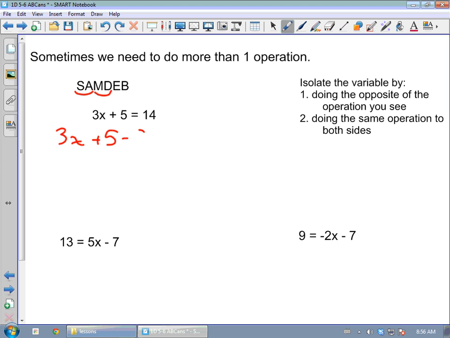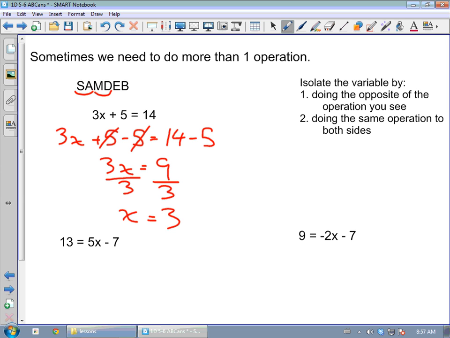So let's write this out. I've got 3x plus 5. I'm going to subtract 5. Same thing on the other side, I'm going to subtract 5. Plus 5 and minus 5 cancel out, and so I'm left with 3x equals 9. Now, it should be pretty clear where we're going to go from here. All I see is that multiplication by 3. So what am I going to do to both sides of my equation now? I'm going to divide both sides by 3. 3 divided by 3 leaves me with 1, so I just have that x. 9 divided by 3 gives me 3. And I am done. I've got the variable by itself, and I've got just a number on the other side, so x equals 3.